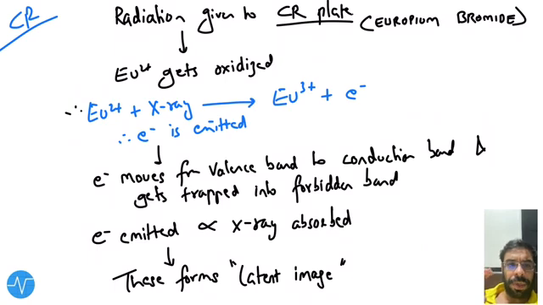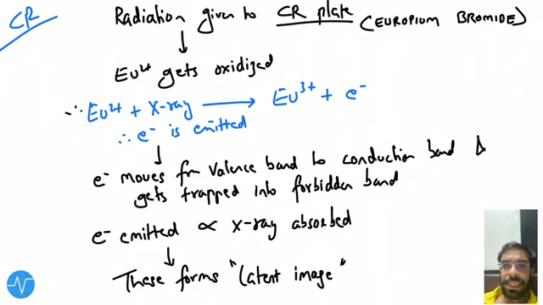The X-rays from the patient have fallen down and hit the image plate, the CR image plate. The image plate of the CR is made up of europium bromide, with europium given as Eu2+. What will happen when the radiation strikes this europium bromide? Eu2+ will get oxidized. Means what? Eu2+ will become Eu3+ and give out an electron. This electron is now emitted.